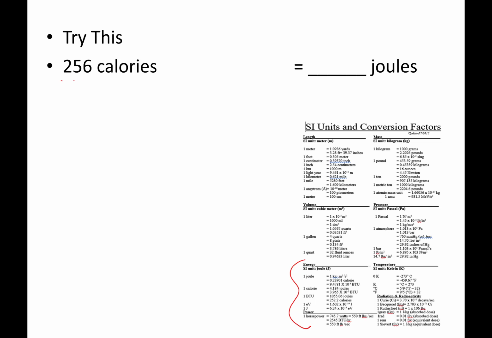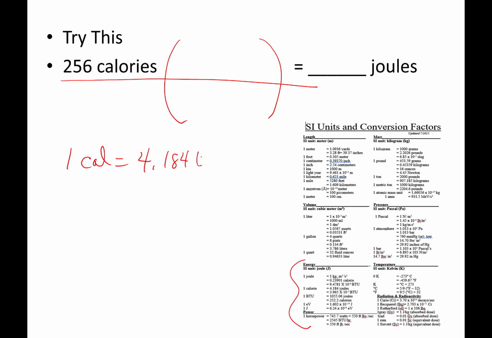Okay, let's go through this together. Calories to joules. Here's a TIE fighter. The conversion factor I chose is that 1 calorie is 4.184 joules. I want to get rid of calories. So where do I put it? I put it down on the bottom. I want to keep joules on top. Where do I put it? On the top. Then I put the numbers in. 1 calorie is 4.184 joules. Calories cancel calories.